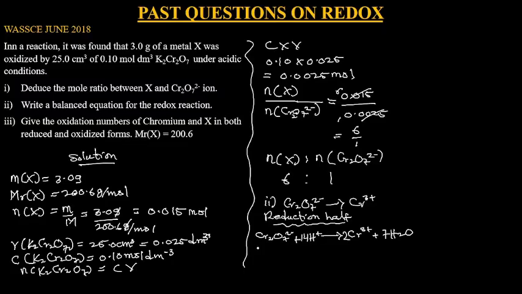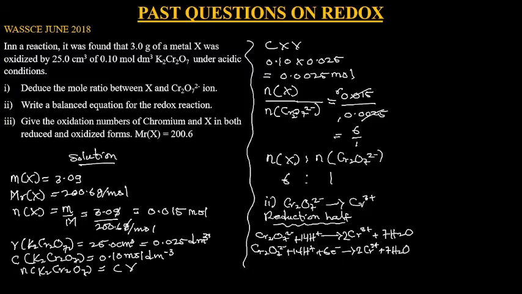So let's add 6 electrons, Cr2O7 2- plus 14 H+. Okay, now when we add 6 electrons, it will balance the charge. So we have 2 Cr3+ and 7H2O. So let's do the calculation again.